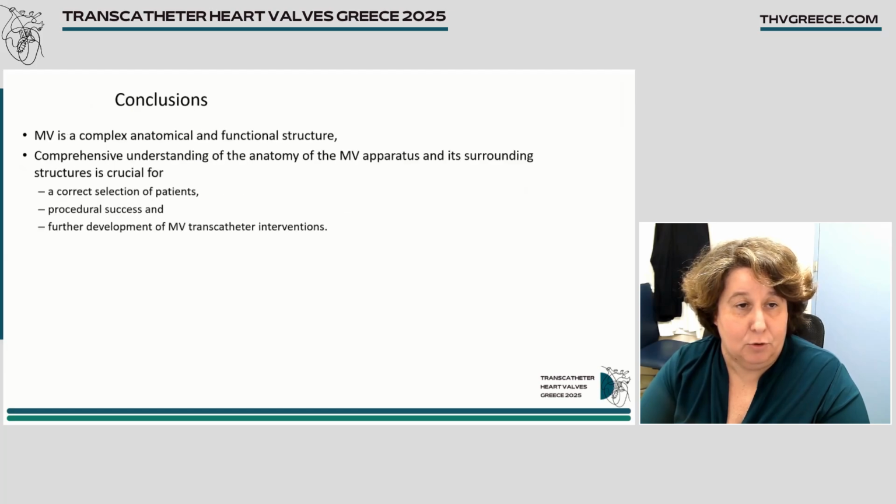So, in conclusion, the mitral valve apparatus is a very complex structure, and the understanding of the anatomy of the mitral valve apparatus and its surrounding structures is crucial for the correct selection of patients, the procedural success, and the further development of mitral valve transcatheter interventions. Thank you very much.